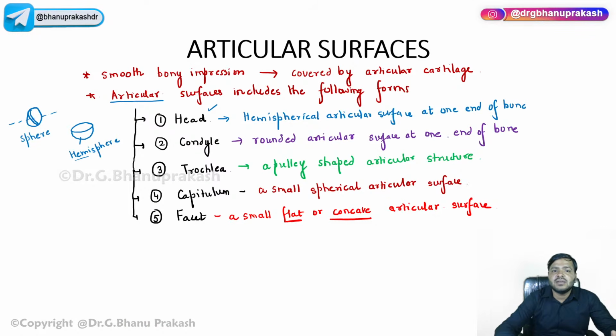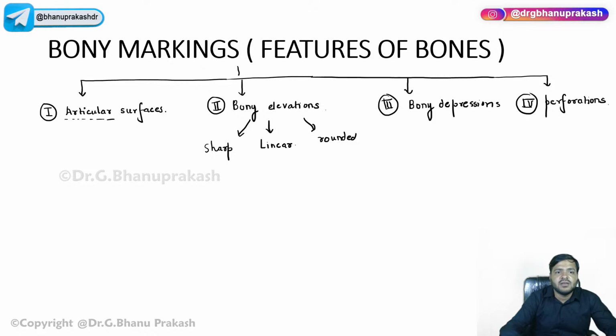All the parts are clear, guys. What is head? What is condyle? What is trochlea? What is capitulum? What is facet? So the first part, the articular surfaces, is clear. Just give me a thumbs up in the chat box if this is clear to everyone. The articular surfaces are done. Yes, Sabrina, very good. Hina, very good.